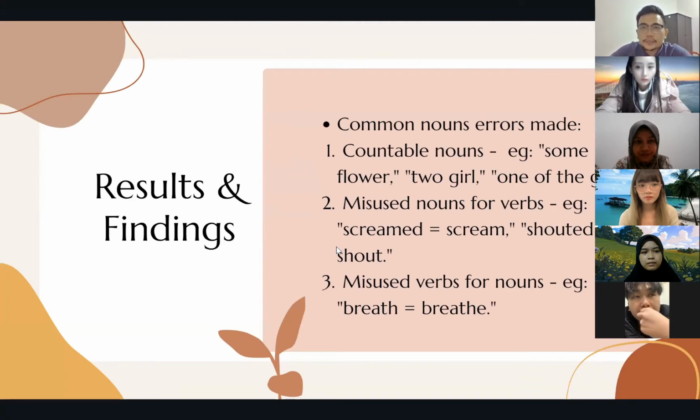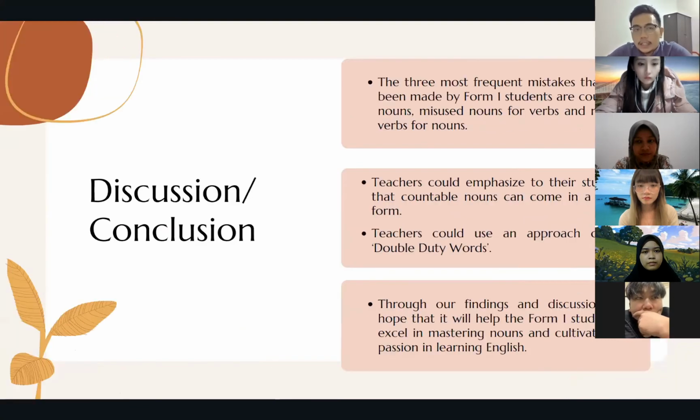Okay, next. Based on our results and findings, there are three most common errors made by the students regarding nouns. The first one is countable nouns, where the students say some flower, two girl, and one of the girl. They should say one of the girls, two girls, or some flowers. The second one is the misused nouns for verbs. For example, the student makes the mistake in a word where they have to say scream, but they say screamed. And the third one is the misuse of verbs for nouns. Example, breath, breathe.